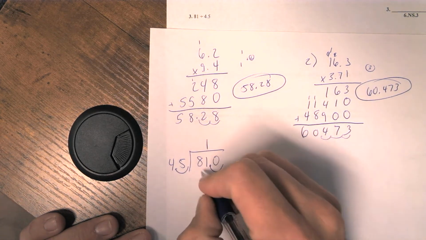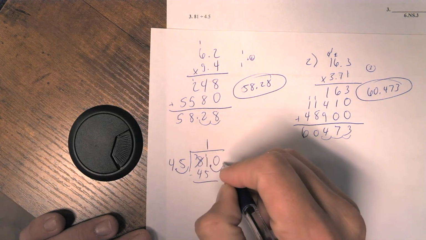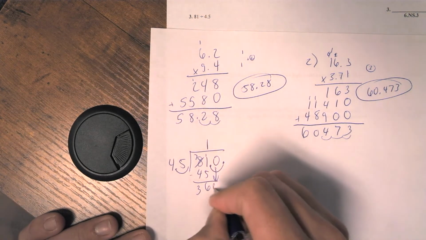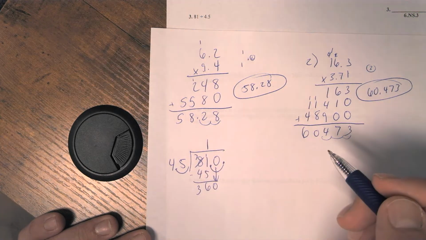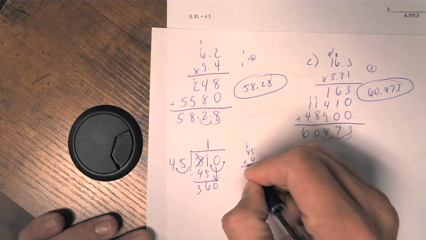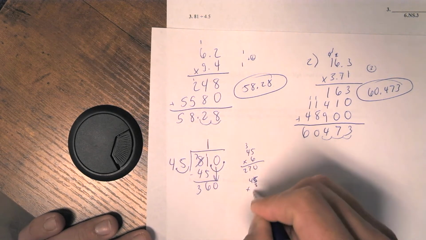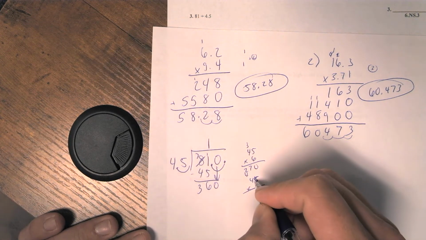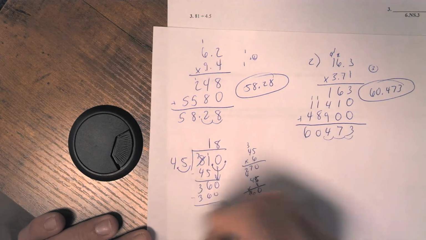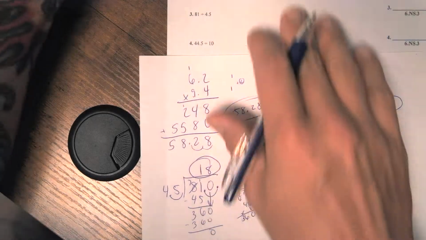45 goes in 81 once. So we get 6, 36, so drop 0. 45 goes in 360. I want to say 6 times. Nope, it's going to be 8 times. Guess and check. That's why they call it this. Yep. So 8 times exactly. Nothing left over. No more numbers. So 18 is your quotient, is your answer.